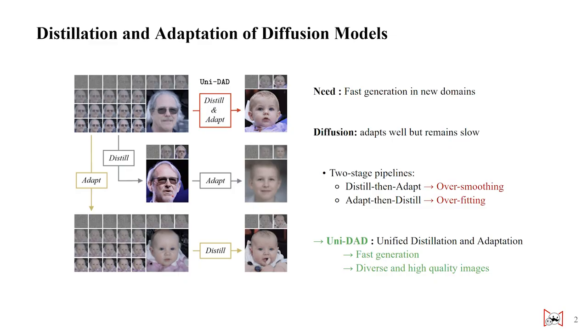For example, we could first distill, then adapt the model, but this would cause over-smooth generations. Alternatively, we could first adapt, then distill the model. However, this would cause overfitting to the target domain. So we propose to unify this distillation and adaptation stages into a single stage pipeline. Our method is able to generate images quickly and preserve diversity and quality in its generation inside the new domain.